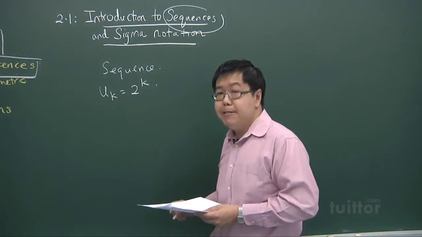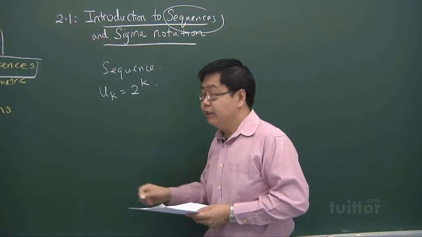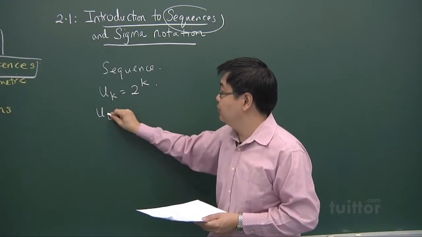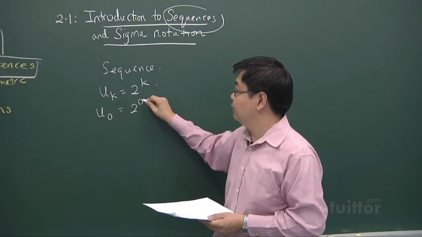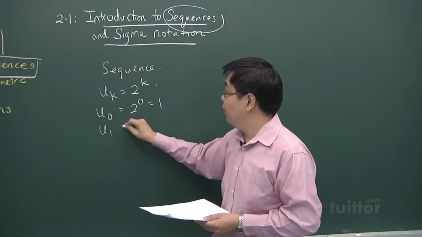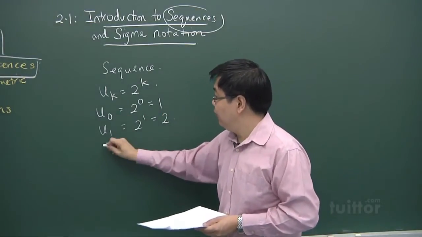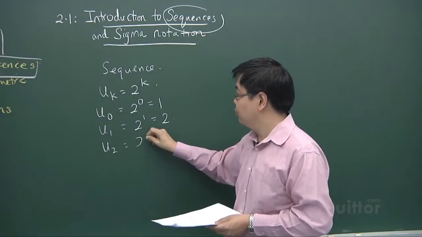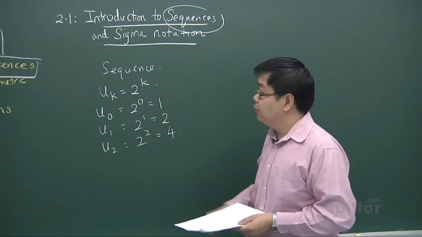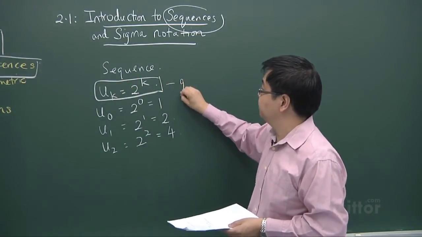Now, what does that mean? This k is any integer. So for example, if you put k equals 0, that gives me 2 to the power 0, that is 1. If you put k equals 1, you get 2 to the power 1, that gives me 2. And you put k equals 2, you get 2 to the power 2, that is 4. So this is what we call a general term of the sequence.